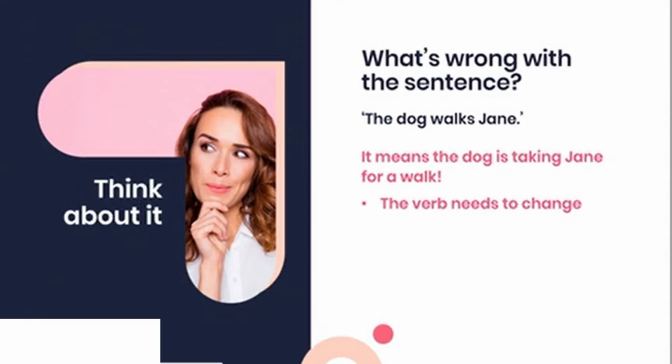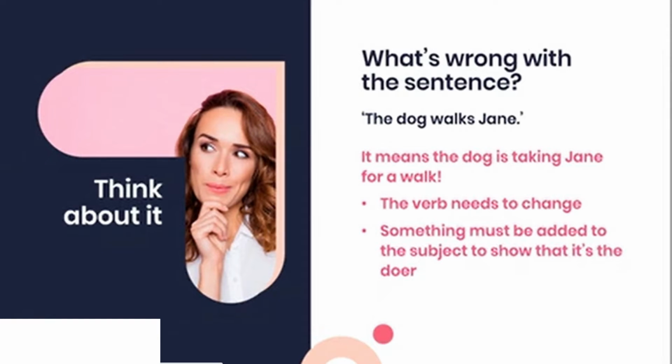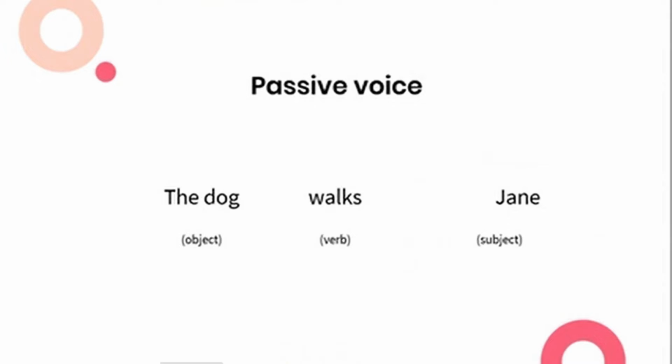Well, the verb needs to change, first of all. Plus, something must be added to the subject to show that it's the doer. So, let's go ahead and fix this incorrect passive sentence. We now know that the verb needs to change. Walks needs to be changed to is walked. Now the sentence is, the dog is walked Jane.